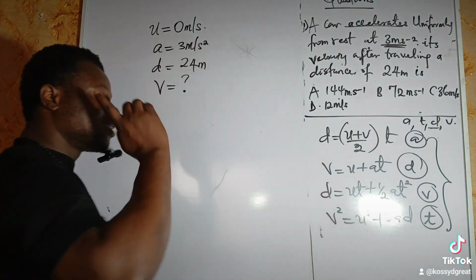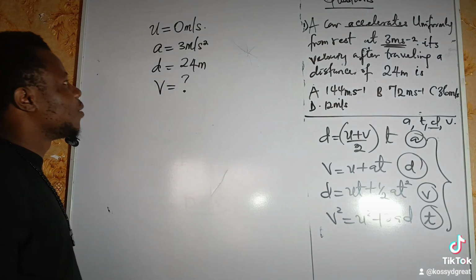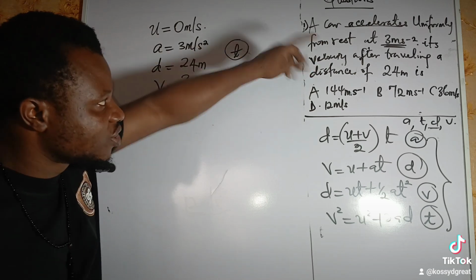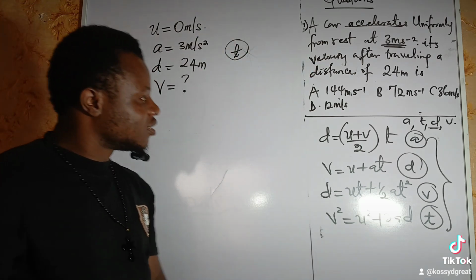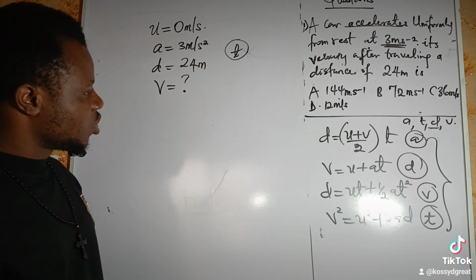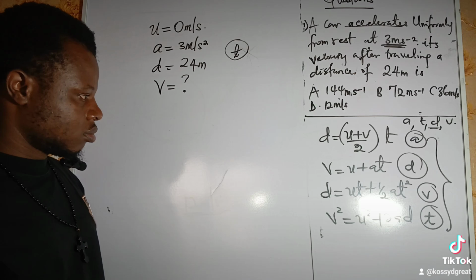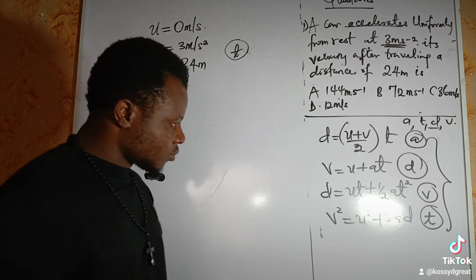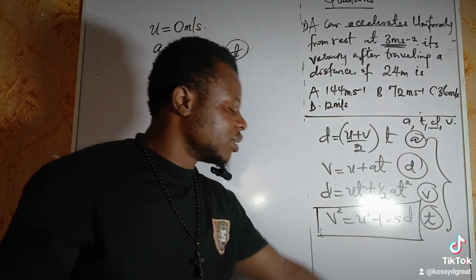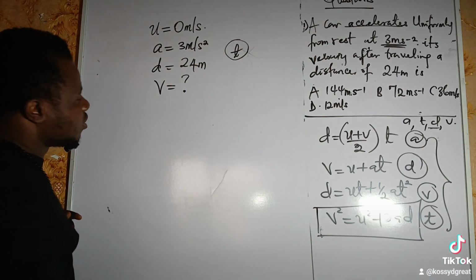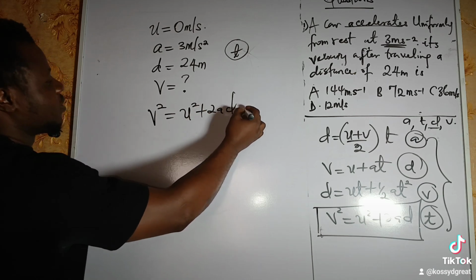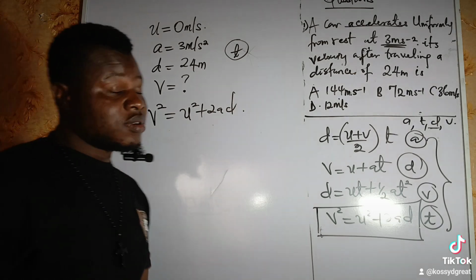Now, if you look at these equations of motion, there is a particular parameter that is not here. The time is not at all given in this word question. So we are going to look for the equation in which time is not given. Look at it here. There is no time in this equation. So we bring out that particular equation because time is not there. We have V squared is equal to U squared plus 2AD. You can see how to solve these problems is very simple.